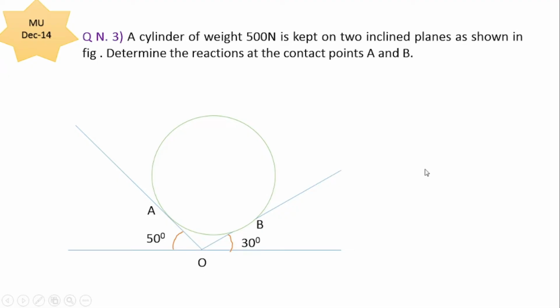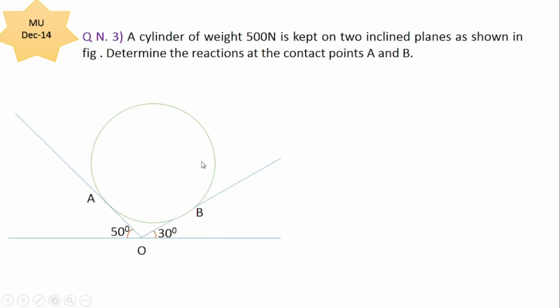So let's start with the solution. First, we will draw the FBD for the given sphere. Draw the sphere; your solution will start from this point onwards. Then find the center of the sphere. Draw the x-axis passing through the center and draw the y-axis perpendicular to the x-axis. So this is your first quadrant, second quadrant, third quadrant and fourth quadrant.